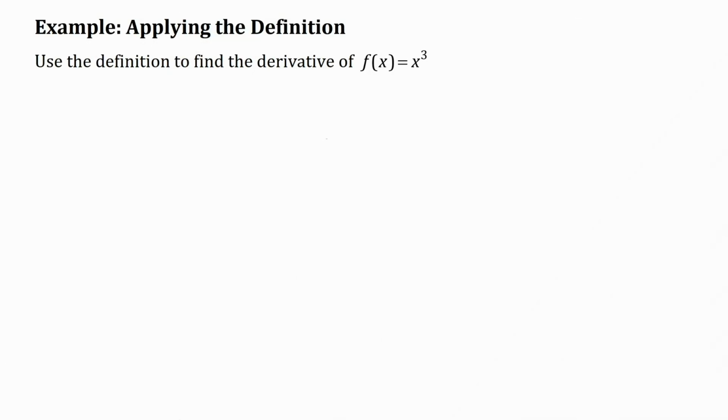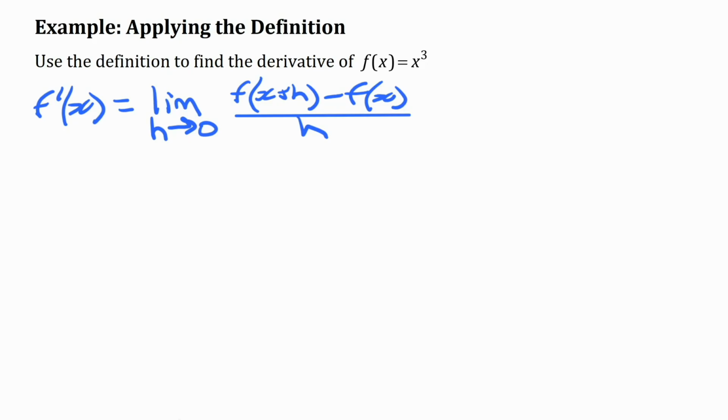So here we're going to do the same thing we just did, but we're going to follow it through, not just write the definition of the derivative, but find the derivative for our function here, f of x equals x cubed. So first we have to start by writing the definition. We're going to call it f prime of x because our function is called f of x, is the limit as h approaches 0. I'll just write the definition with f in it first, f of x plus h minus f of x over h.